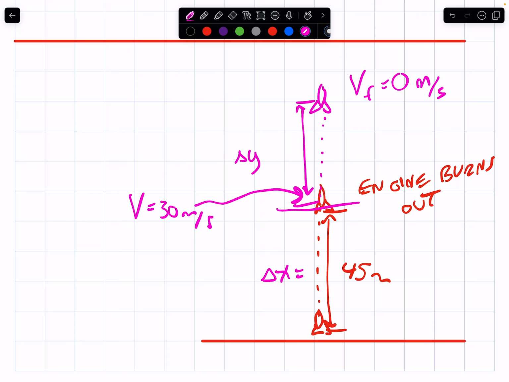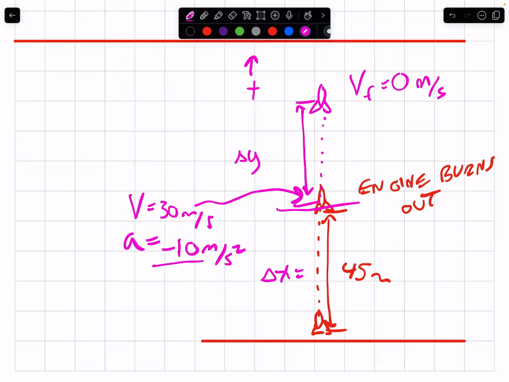Also, when the engine burns out, the only force acting on the rocket now is gravity. And that means that the rocket now has an acceleration of minus 10 meters per second squared. This is the acceleration due to gravity. It's negative because in our coordinate system, up is positive, and it's slowing down. Do we have an equation for this? Yeah, we do actually. We probably have a couple of different ways of figuring this out.